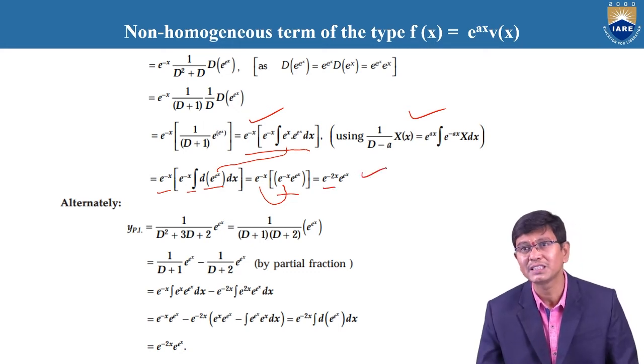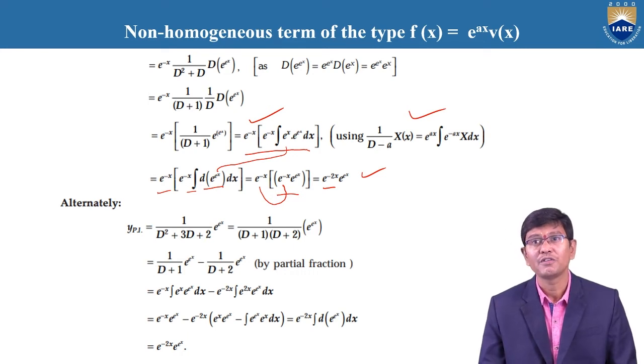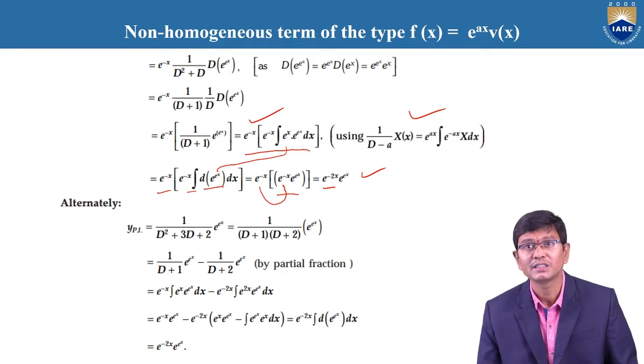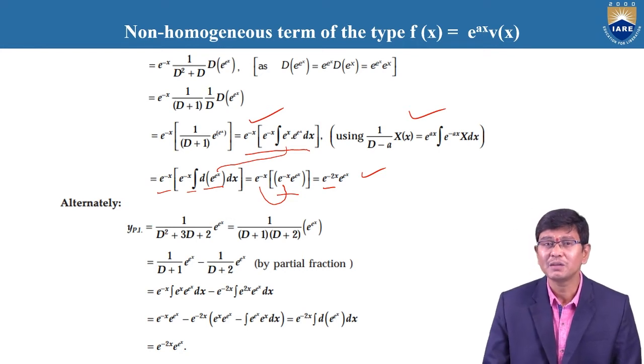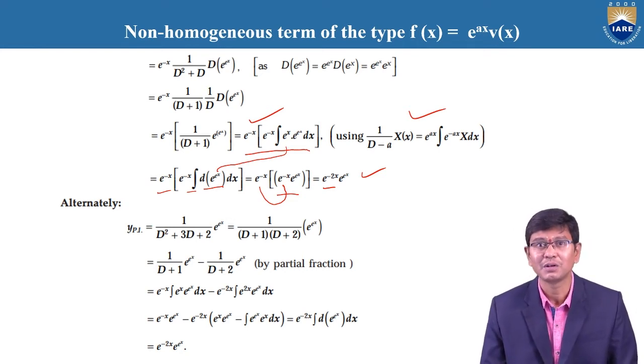Therefore, e power minus 2x into e power of x. Now, if you want to follow the alternate, that is the other method, that is 1 by d square plus 3d plus 2 into e power x, by using the partial fraction method it is also possible.